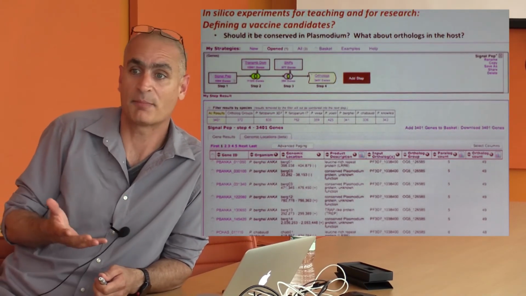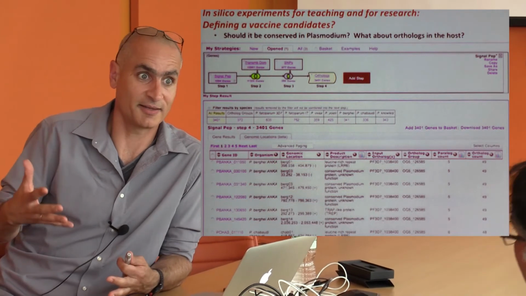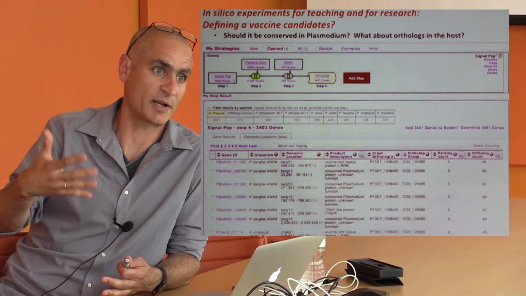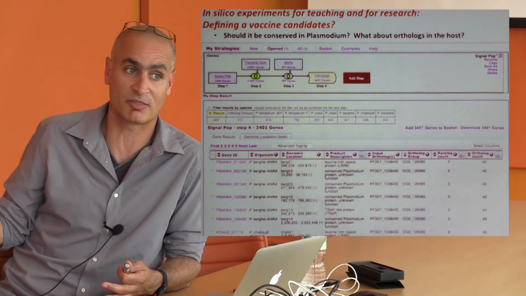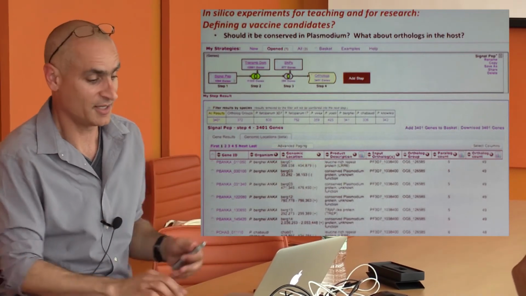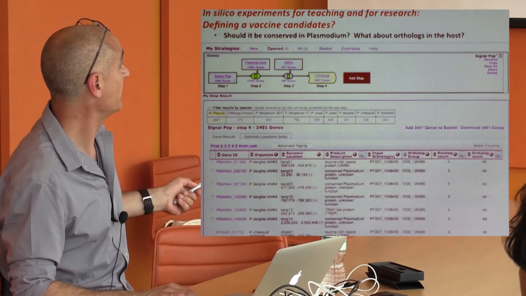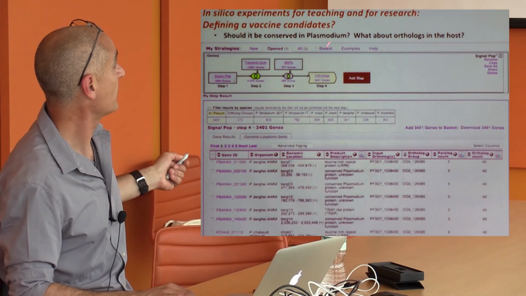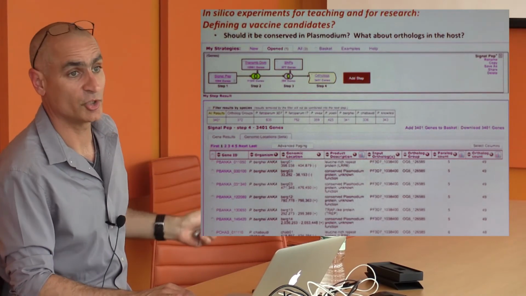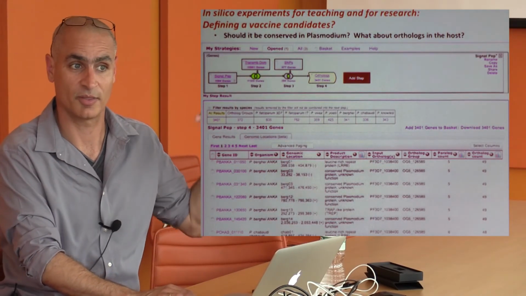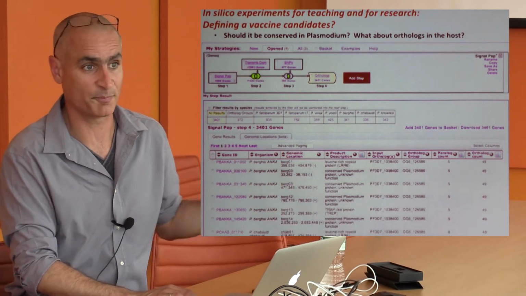So you don't want to make something that your immune system goes crazy and starts attacking, but then it also recognizes something that's normally found in your cells, because then you'll have an autoimmune disease, right? And so you want to make sure that any of the genes found in your experiment do not have homologs in humans, for example. And so you can do this.